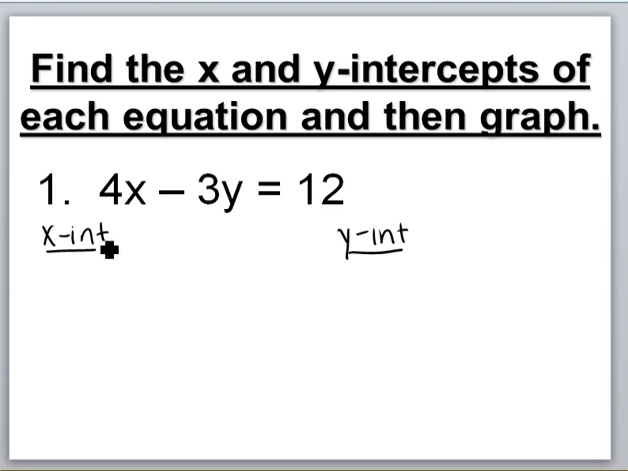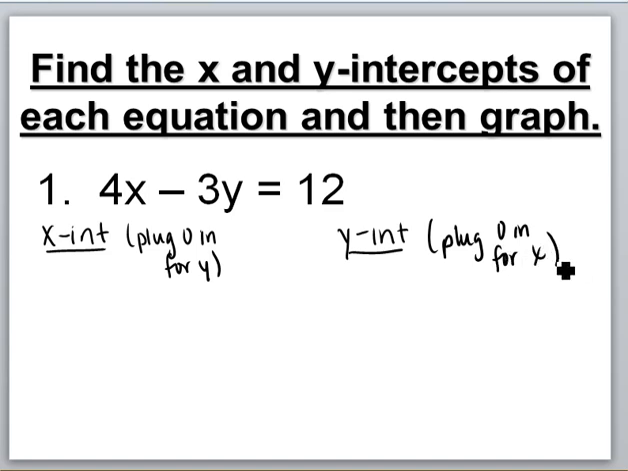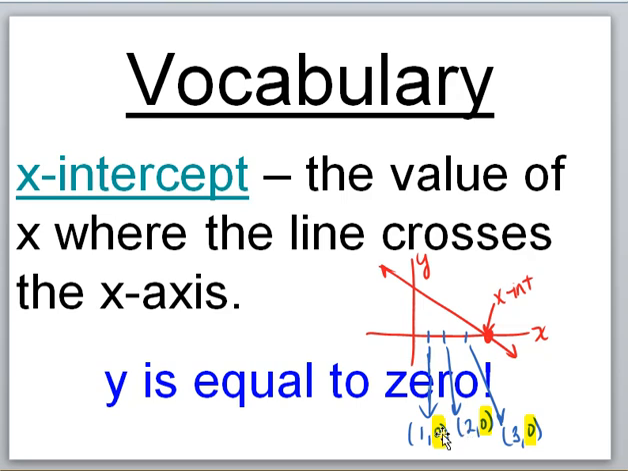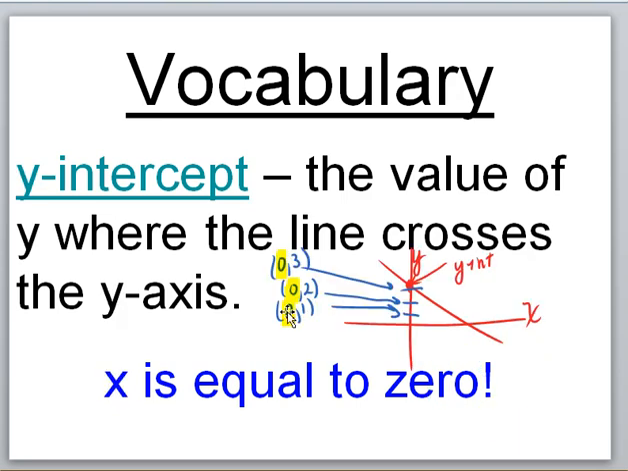When I find the x-intercept, I'm plugging 0 in for y. When I find the y-intercept, I'm plugging 0 in for x. Remember, that is due to those previous pictures, and I'm going to go back to them one more time so you see them. For the x-intercept, you plug 0 in for y because every value along the x-axis has y equaling 0. For the y-intercept, you plug 0 in for x because every value along the y-axis has x equaling 0.